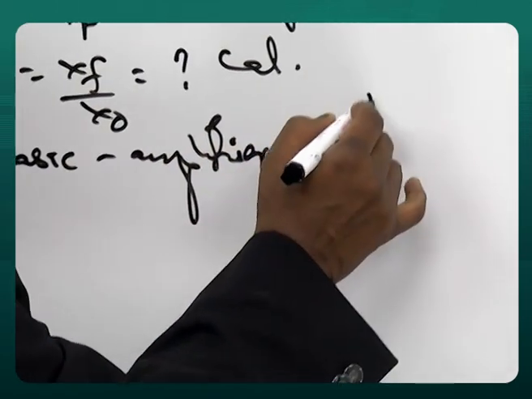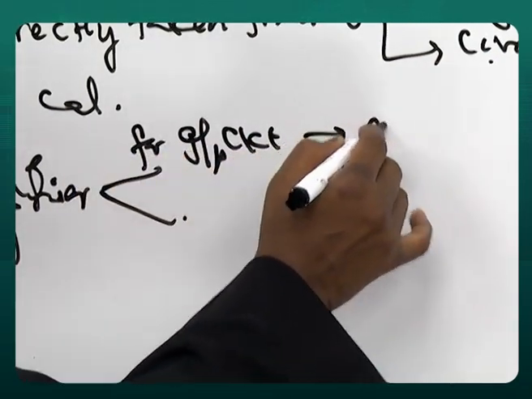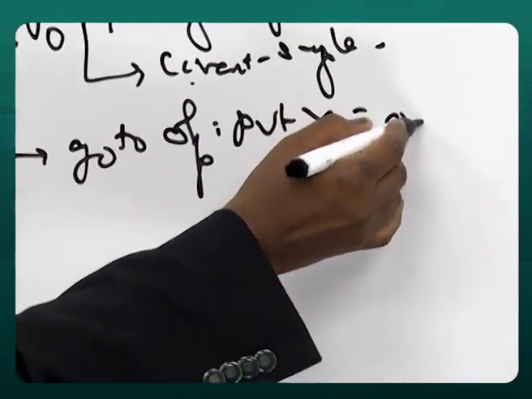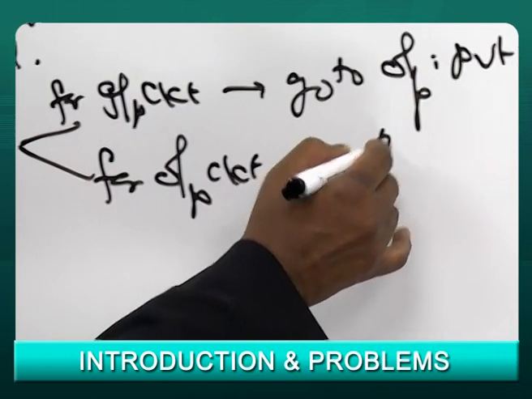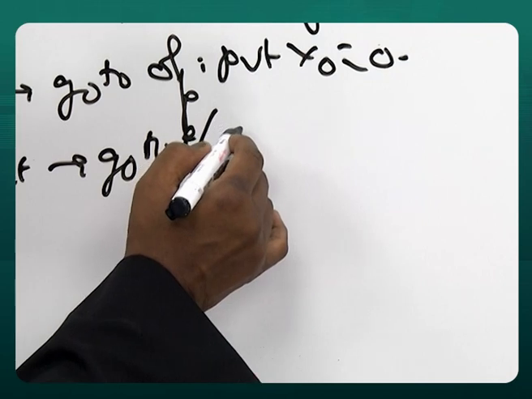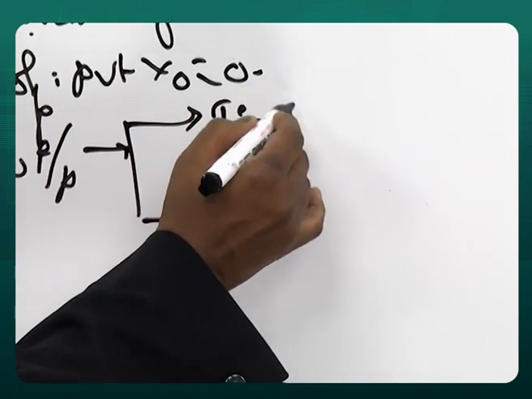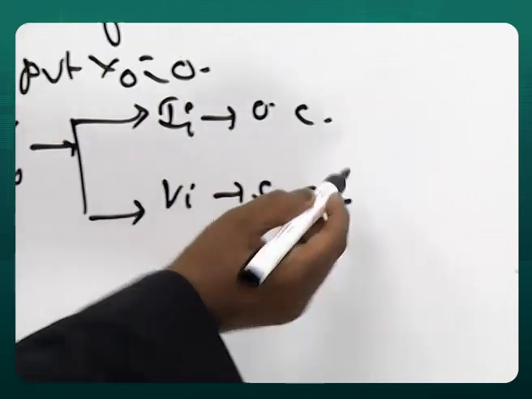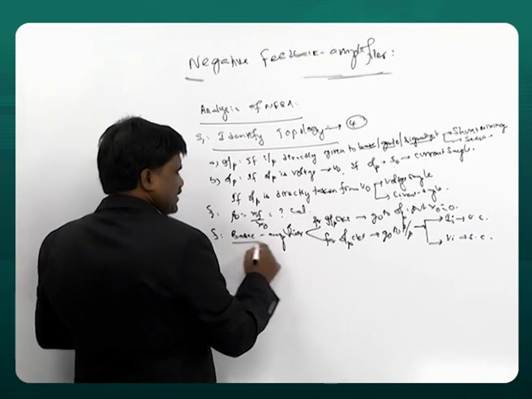How do you draw the basic amplifier? For the input circuit, go to output and put X naught = 0. For the output circuit, go to input. There are two ways for input. If input is current, open it. If input is voltage, short it. By doing these things, you can draw the basic amplifier.